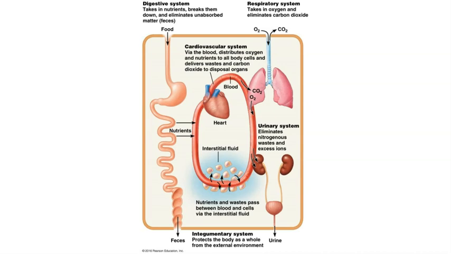The cardiovascular system in the center of the diagram is going to shuttle the nutrients and the oxygen that's in the blood to all of the body's cells and tissues. And finally, the urinary system, which is in the lower right corner of this diagram, is going to remove nitrogen-containing waste from the blood. And it's going to remove excess ions such as sodium and potassium.